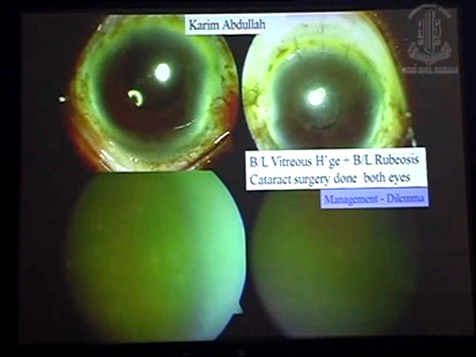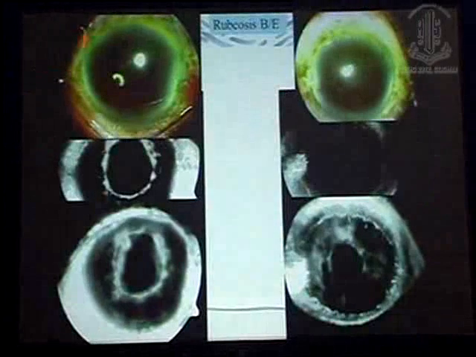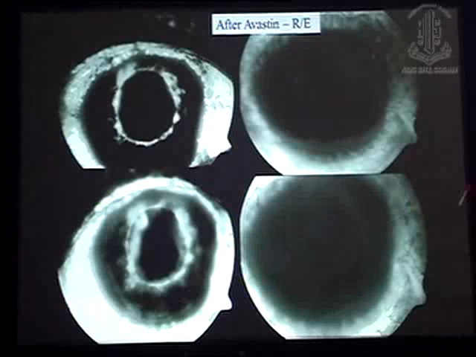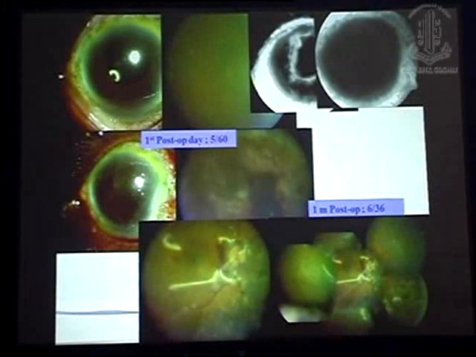This gentleman had bilateral rubeosis. You see with the same fundus camera, by just changing the position, just taking it back, you can document this rubeosis iridis very well. And after giving Avastin, the rubeosis virtually melts away within 1 or 2 days. And then the patient can be taken up for appropriate vitreous surgery.